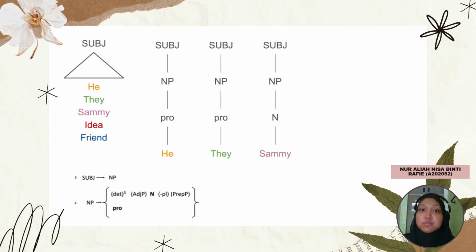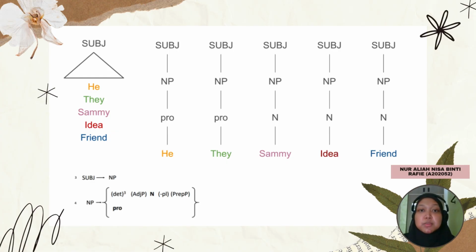You can start from subject at the top. Subject is expanded to NP, is expanded to N, is expanded to idea. Just like subject is expanded to NP, is expanded to N, is expanded to friend.